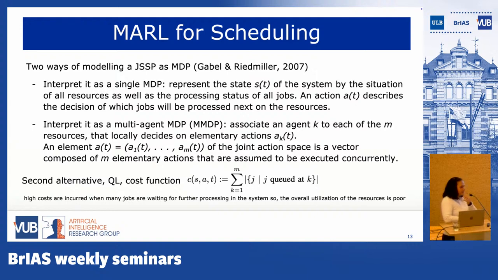And at the moment, the authors of this paper were proposing to use, of course, in this case, we are talking about minimizing the time it takes to execute all the tasks. They were using, with the learning algorithm, a cost function given by the number of jobs that were in the queue of the system at that specific moment in time. So they were claiming that high costs are incurred when many jobs are waiting for further processing in the system, so we could say that the overall utilization of the resources is poor.